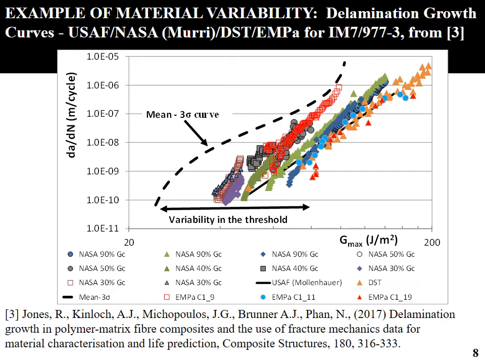This figure shows a series of delamination growth curves where the ADN has been plotted against Gmax. These curves were performed at various levels of GC, the static fracture toughness, and as you can see, there is a wide variation, a lot of scatter you might say, or variability in the growth curves.